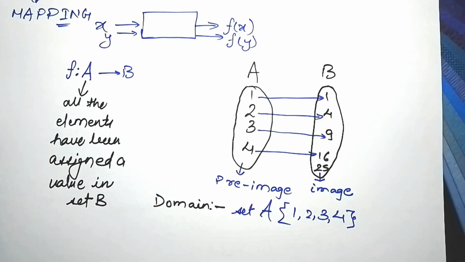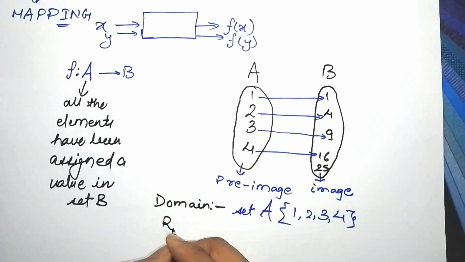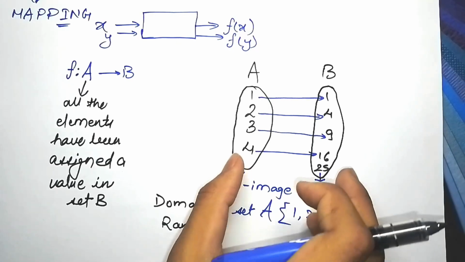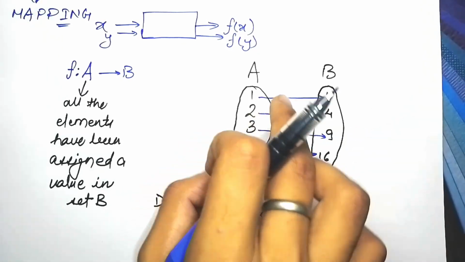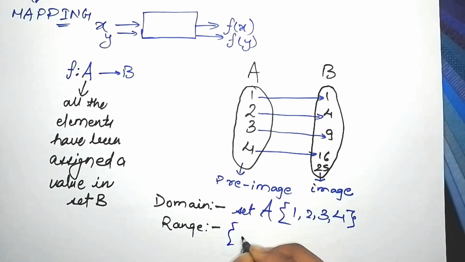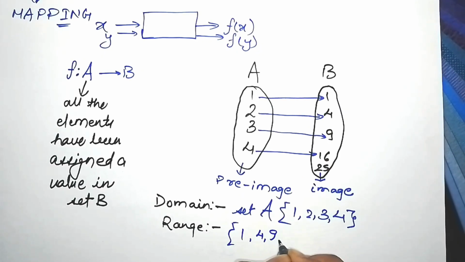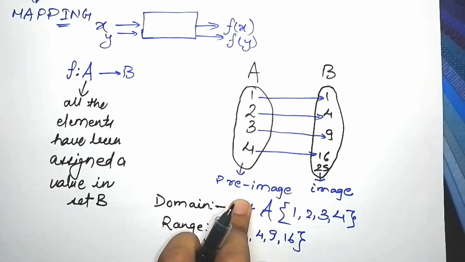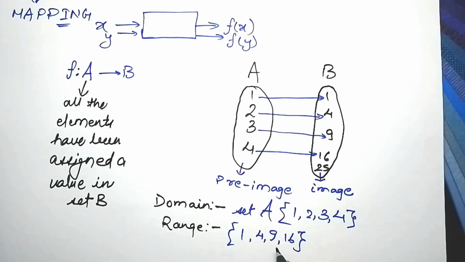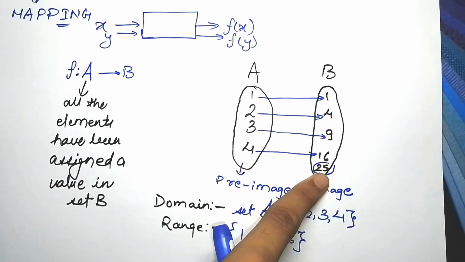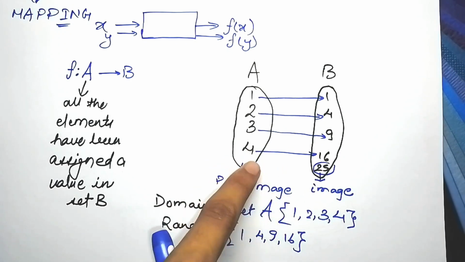Now let's move on to the next word. The next important word here is range. So what's range? Here range is all the numbers that are assigned to elements in set A. For example, here 1, 4, 9 and 16 are the numbers which are assigned to 1, 2, 3 and 4 respectively. So here the range would be 1, 4, 9 and 16. And notice one thing, that we have not taken 25 in the range. Why? Because 25 does not have any pre-image in the set A.